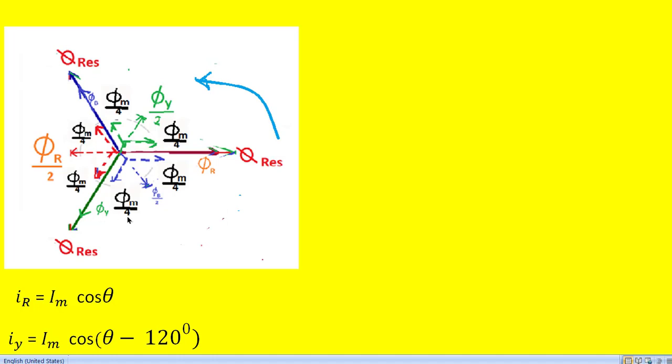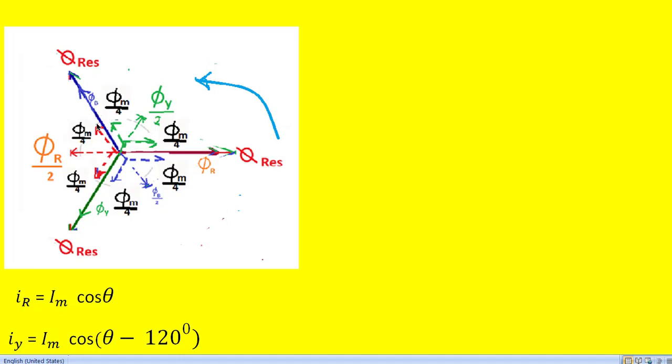Once we resolve that, we get it like this. So phi r value is in this direction. Once we resolve it in the direction of Y, we write phi m by 2 into cos 60. Cos 60 is nothing but half, so we get phi m by 4. This is the in-phase component of the R phase flux, in phase with the Y phase flux.